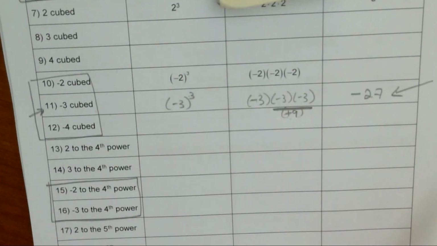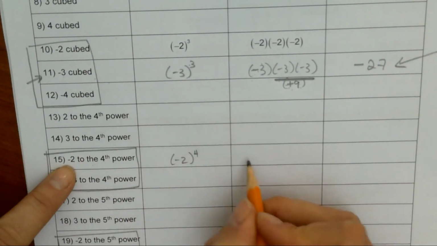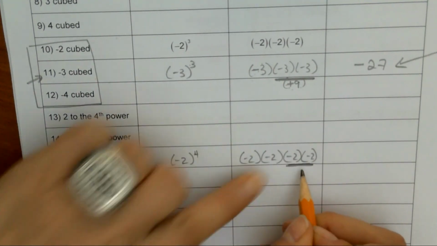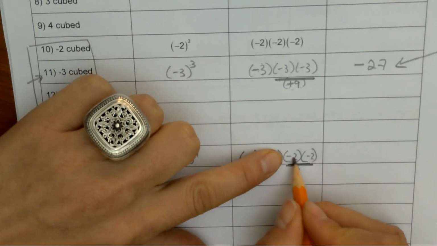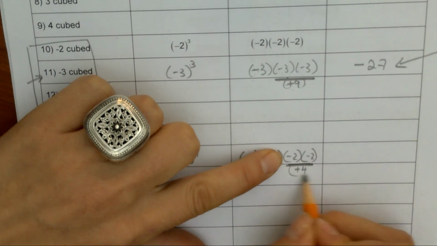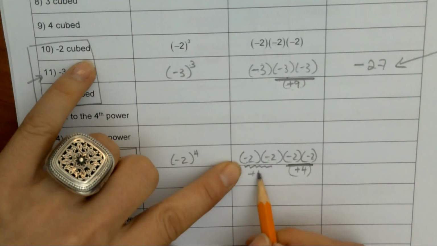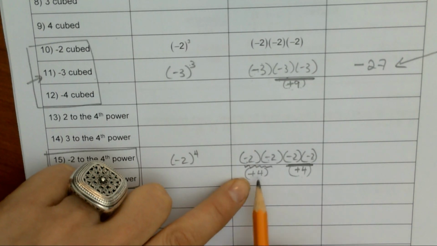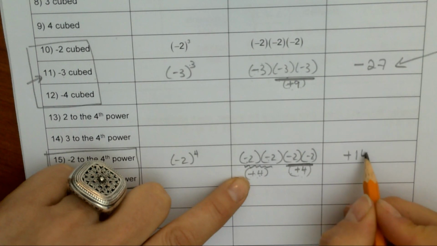Let's look at this one. Negative 2 to the power of 4. We'll put the brackets 4 times. Okay, so this, same signs or different signs? Same. So the answer is positive. 2 times 2 is 4. Okay, same signs or different signs? Same signs. 2 times 2 is 4. So now we do 4 times 4. Are they same signs or different signs? Same. They're both positive, so it's going to be positive. 4 times 4 is 16.